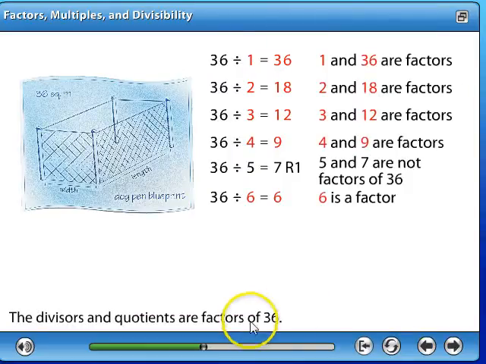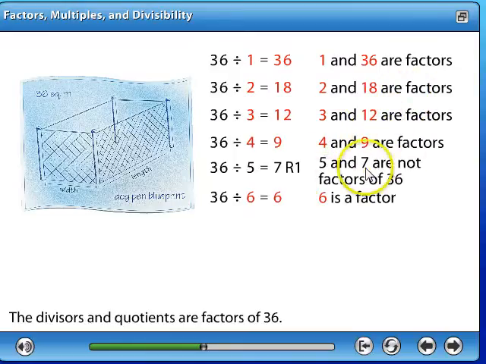All right, the divisors and quotients are all factors of 36. So any answer to our division problem that's a whole number is also a factor of 36. It means that we can multiply them together to get 36. So 1 and 36 are both factors, and I can multiply these together to get 36. 2 and 18, if I multiply those together, I get 36. So those are factors and multiples.